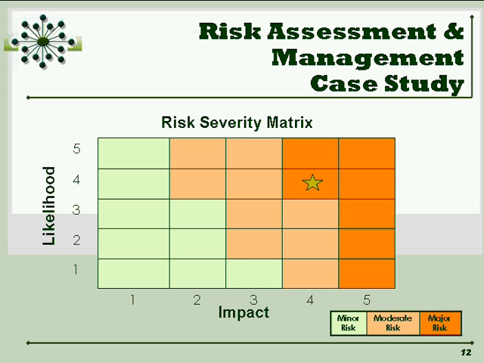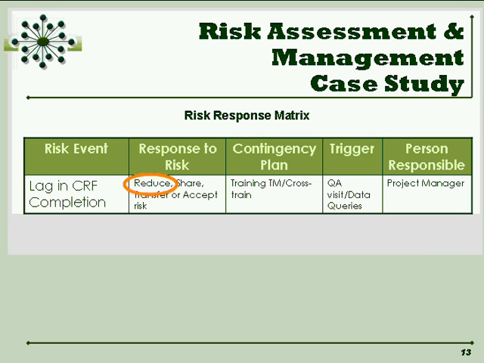So let's look at our risk response. In this situation, I chose to try to reduce the risk of this occurring again, meaning the event, which was the lag in the completion of study data. So as a contingency plan, we decided to train all of the research staff on time management, and to cross-train at least one other person at the site to provide some backup when we had a large number of interviews or it was difficult to get all of the data entered.